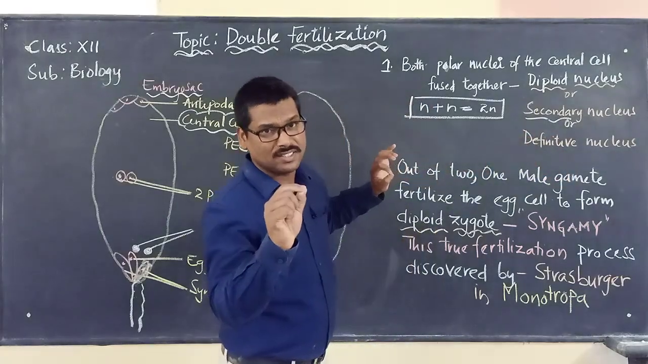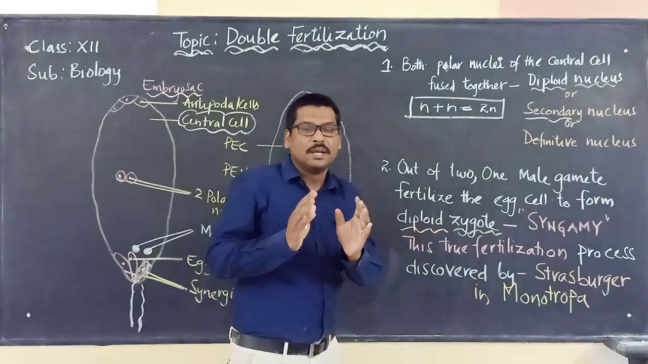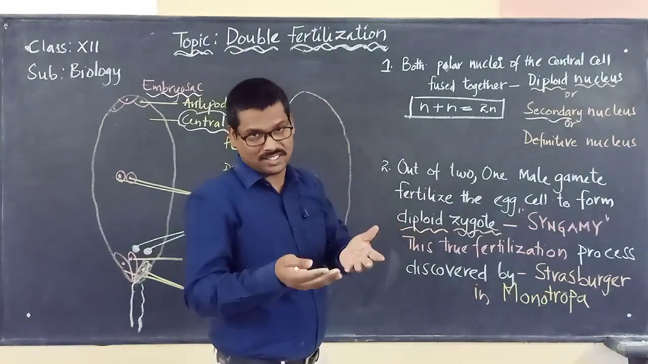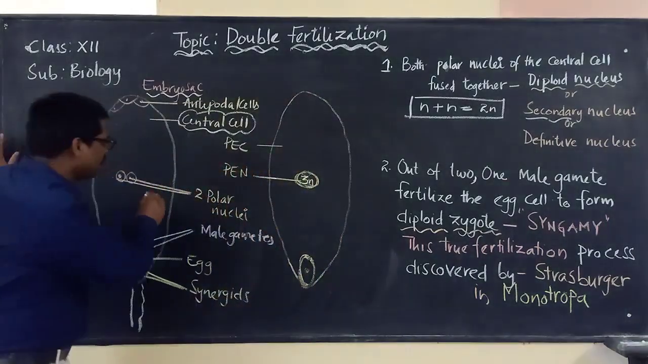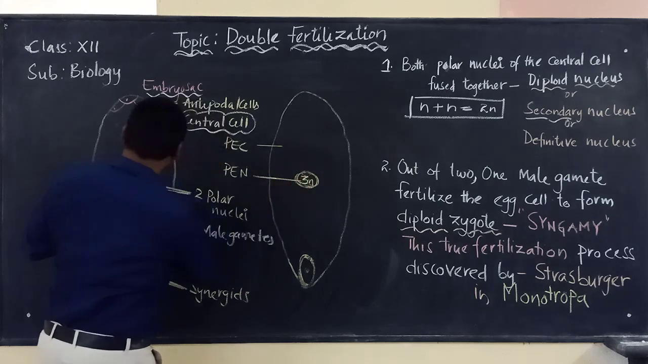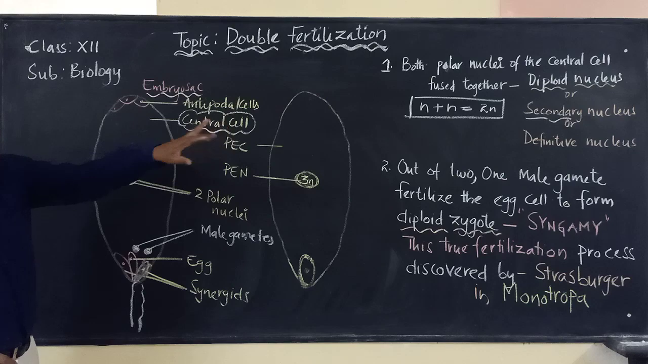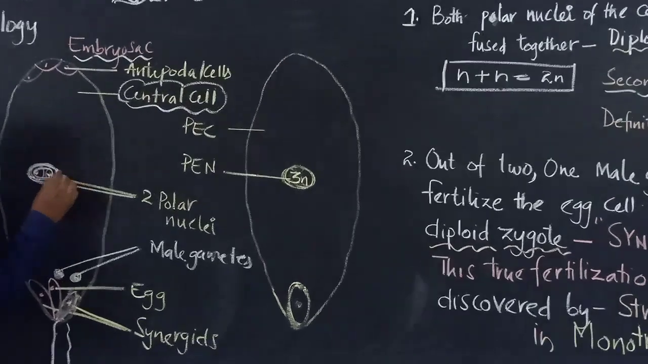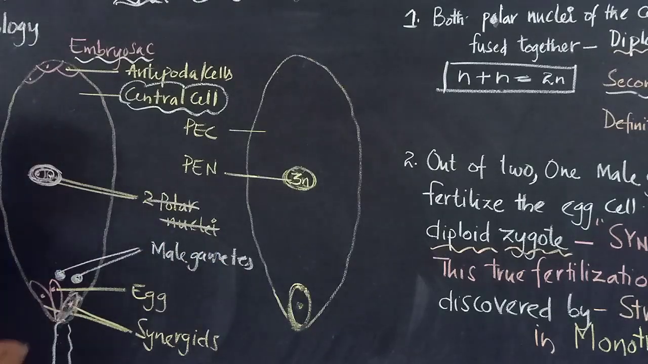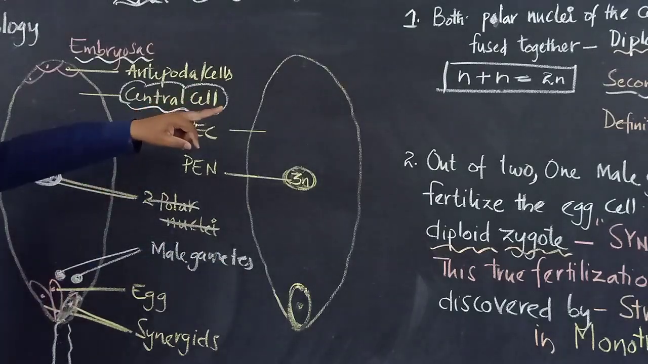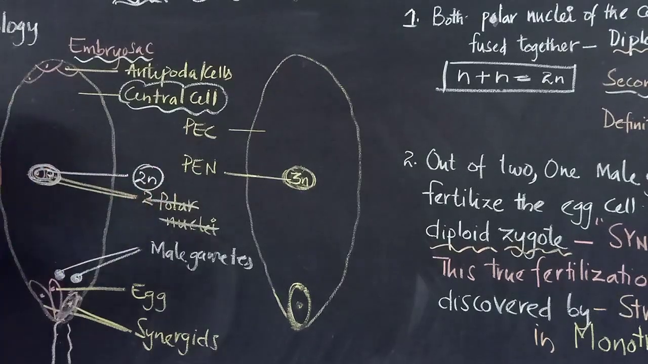So this is what happens before fertilization takes place, or in a simple sense, before the pollen tube enters or after entering, but before fertilization. Once these two join together, this is called the diploid nucleus. It is no more called polar nuclei. We call it the diploid nucleus, otherwise the secondary nucleus. So this is 2n now, the diploid nucleus.